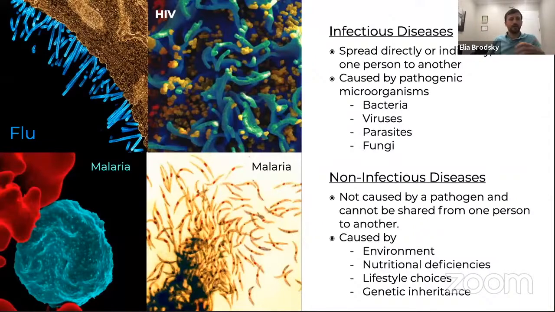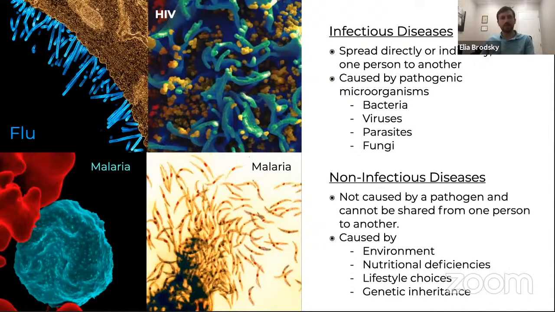So flu, HIV, malaria. Some of these are very different types of diseases. So they affect different tissues, they affect different types of cells, they have very different mechanisms of infection. But we call them infectious diseases because there are several characteristics about them that are unique. So for example, transmission is an important factor. The way that they replicate is going to be an important factor. And this is going to be different from non-infectious diseases that are not caused by a pathogen. So typically they are considered to be caused by environmental factors, nutrition deficiencies, lifestyle choices, and genetic inheritance.